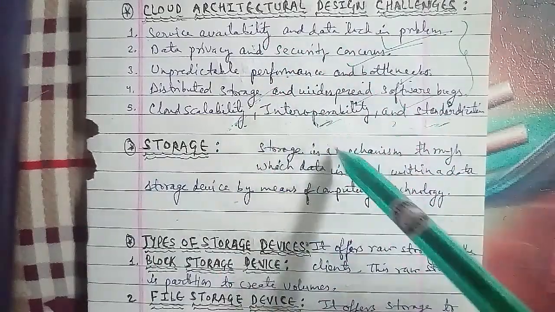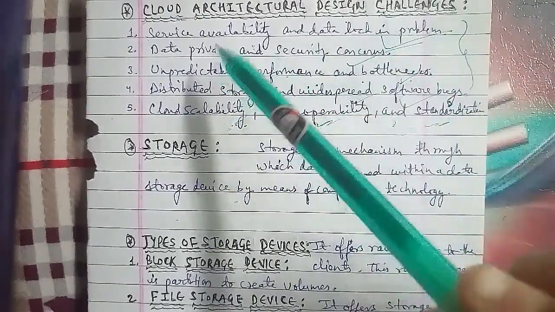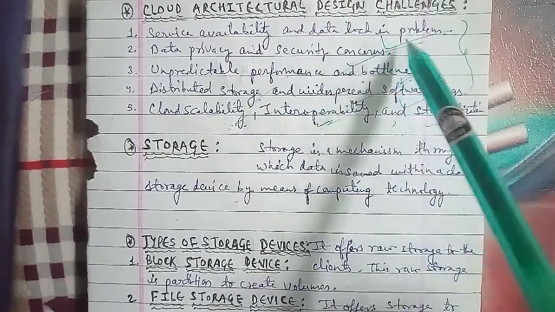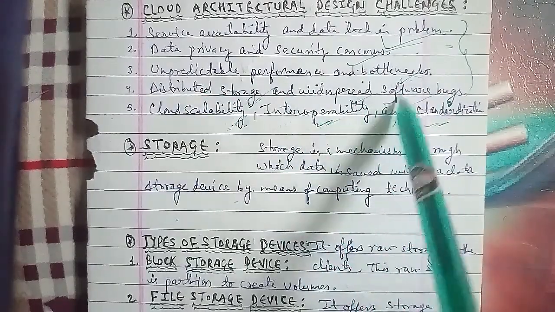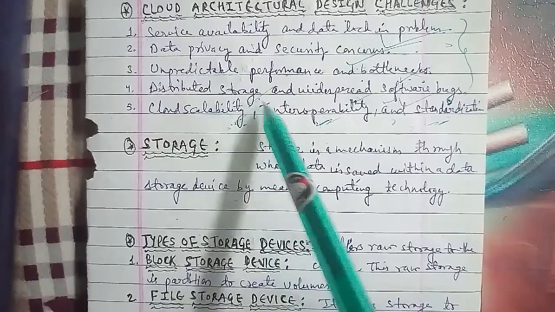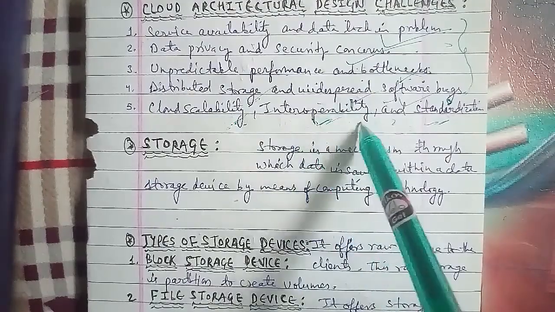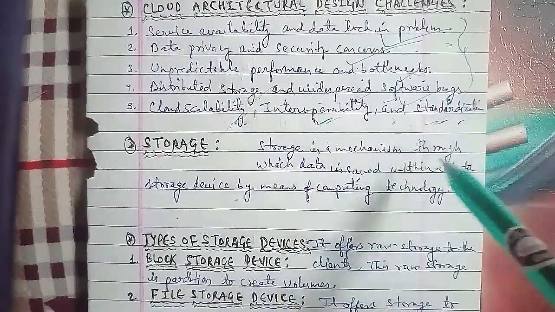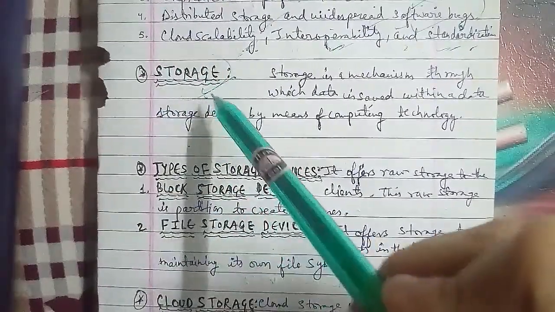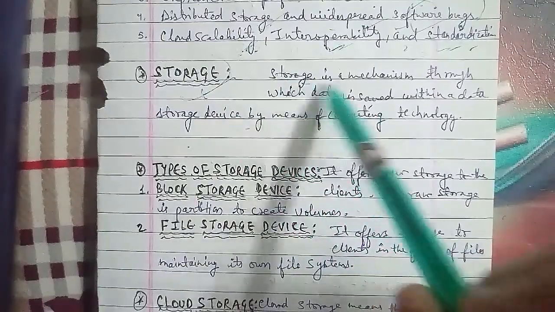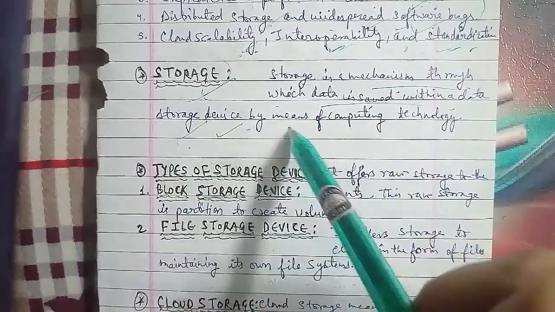Now talking about the types of storage devices, there are two types, and they offer raw storage. The first is the block storage device, and the second is the file storage device. The block storage device offers raw storage to the client. This raw storage is partitioned to create volumes.